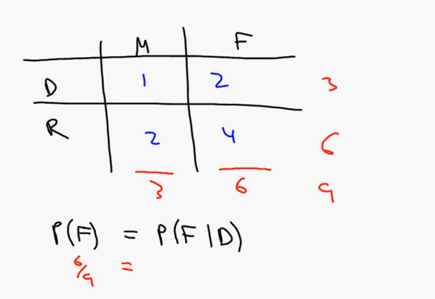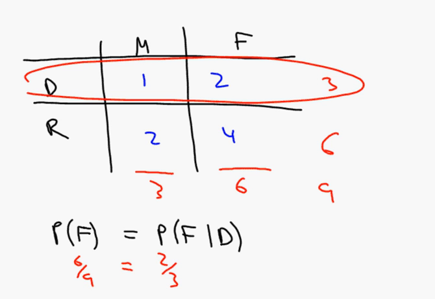Okay? And the probability of being female, given we're looking at just the Democrats. Well, if we look at just the Democrats, that's just this row, and 2 of them are female out of 3 possible Democrats. That works. That's what it means to be independent.